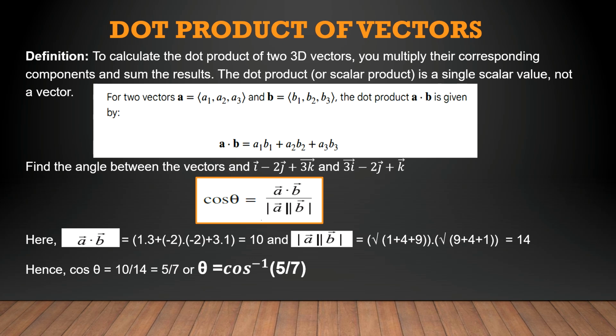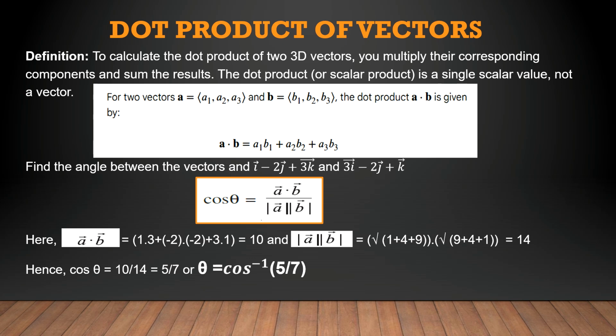Now, as I told you, one of the main applications is to find the angle between the vectors. Suppose you need to find the angle between the vectors i minus 2j plus 3k and 3i minus 2j plus k. Then the definition of dot product says A dot B is equal to magnitude of A into magnitude of B into cos theta. If I write this in the form of magnitude of B into magnitude of A cos theta, from this I get cos theta is equal to vector A dot vector B upon their magnitudes.